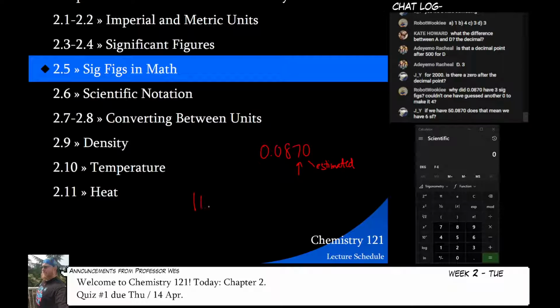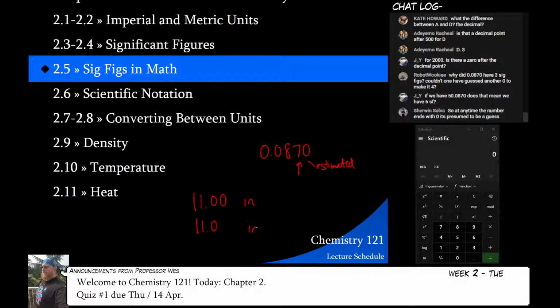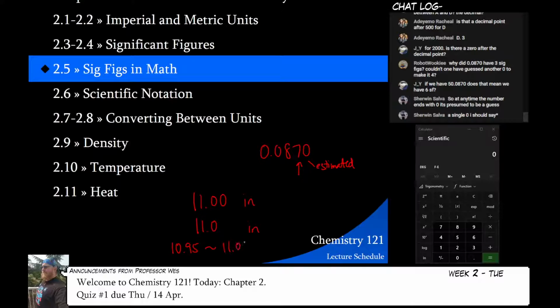let's write that down. So let's suppose that you needed something that was like this, and I gave you something that was like this. This number, again, could be any number between 10.95 to 11.04. And this would not fit into this slot, right? It'd be too big. So anytime the number ends with 0, it is presumed to be an estimate. Yes, if the decimal rule is present.